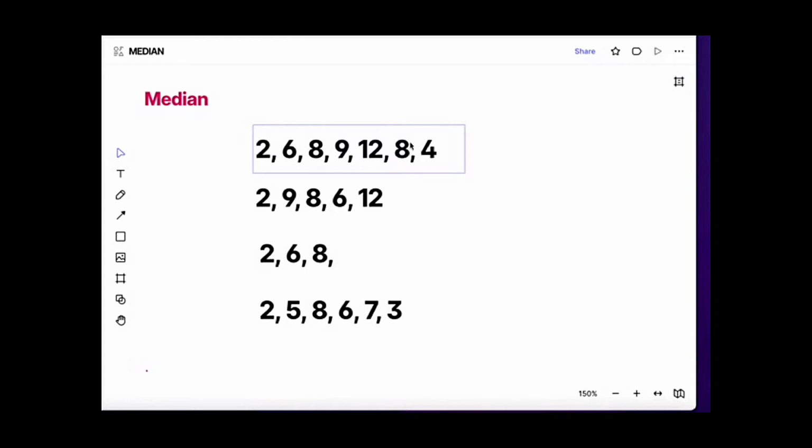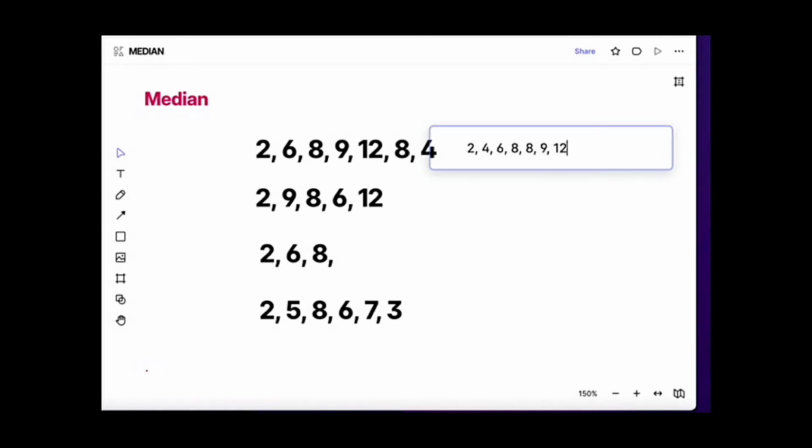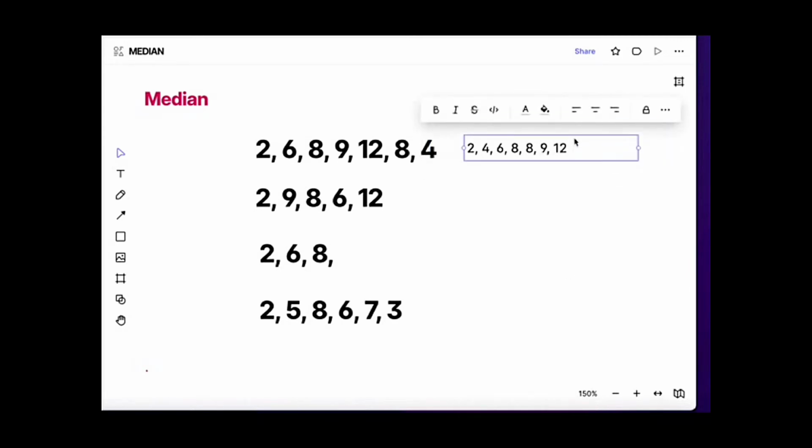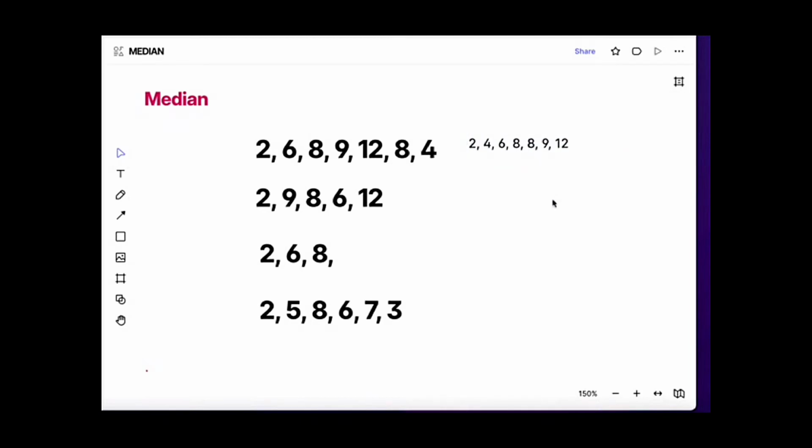So let's work with our first one. And so we're going to go from lowest to highest. There's no adding in this one, just ordering. So what's our first number? 2. Our next number here would be 4. Then we've got 6, 8, 8, 9, and 12. So our first step is done. We've put them in order, okay?